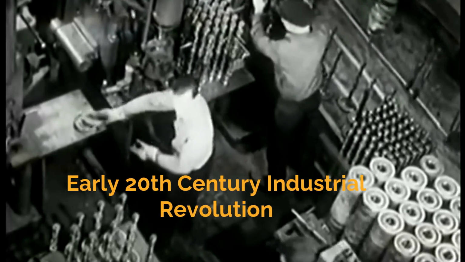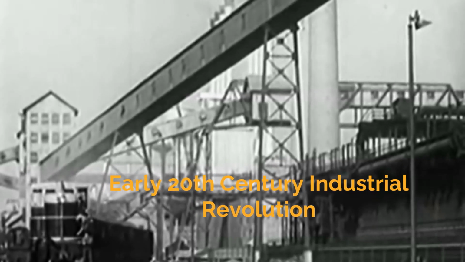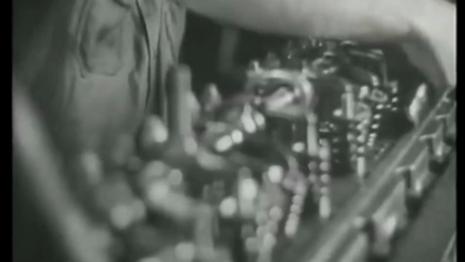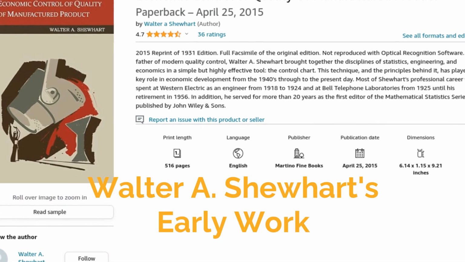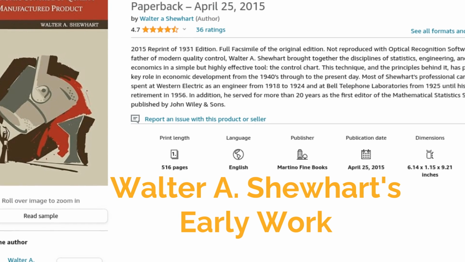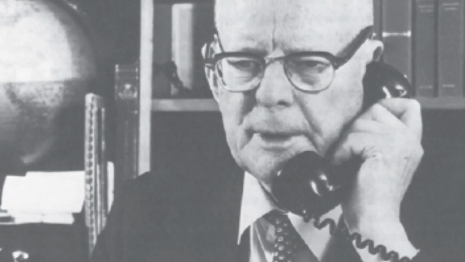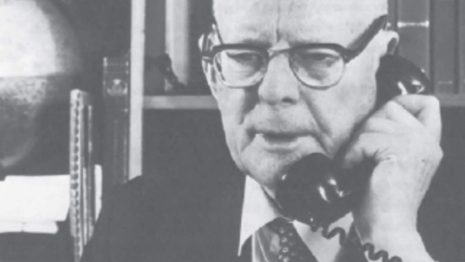The roots of the PDCA cycle can be traced back to the early 20th century, during the Industrial Revolution. As factories grew in size and complexity, the need for systematic approaches to improve efficiency and quality became apparent. In the 1920s, Walter A. Shewhart, a physicist and engineer at Bell Labs, introduced the concept of a cyclical process for quality control. His work laid the foundation for what would later become the PDCA cycle.